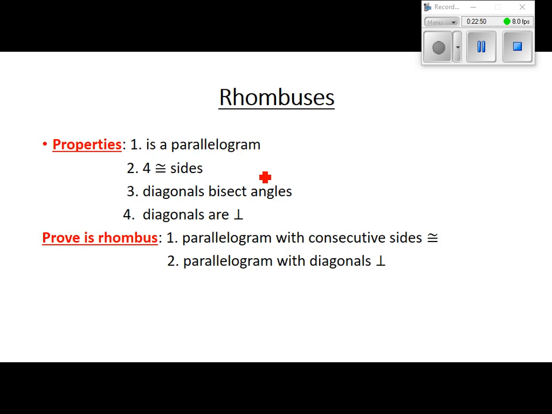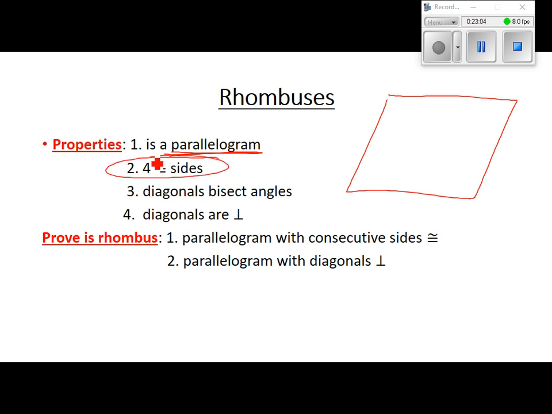Rhombus. Rhombus is another quadrilateral, another 4-sided figure. It's still a parallelogram, so it's got all the properties of a parallelogram. The main property of a rhombus is it has 4 congruent sides. All 4 sides are the same.